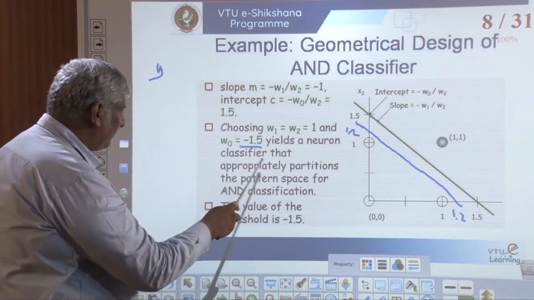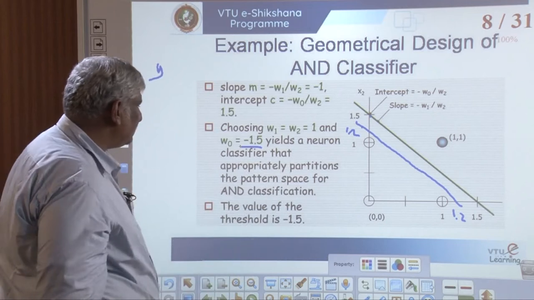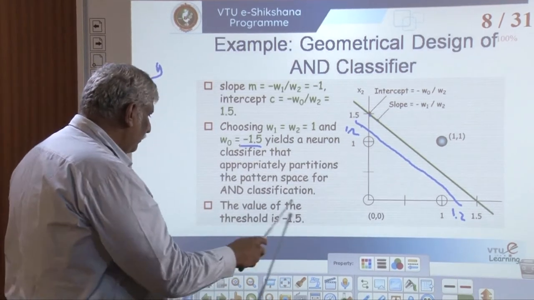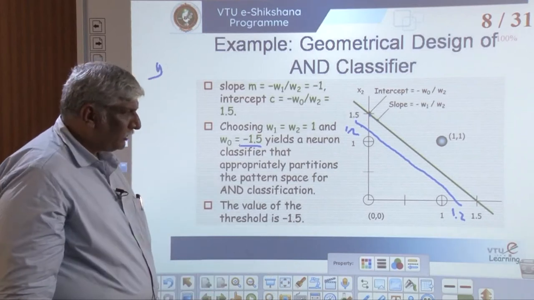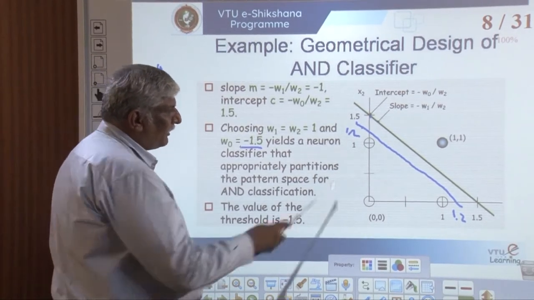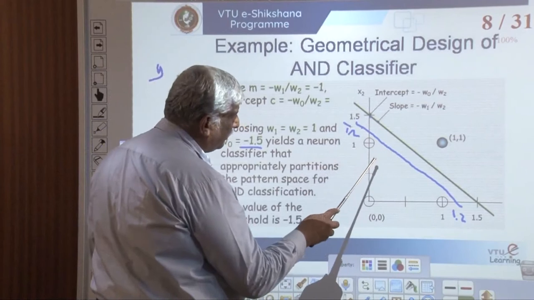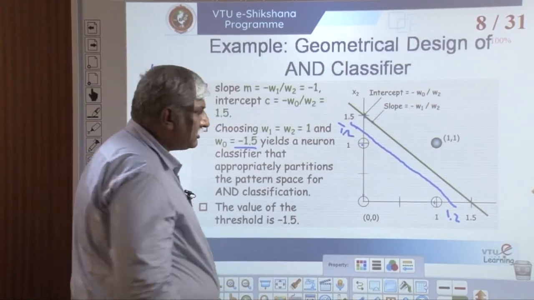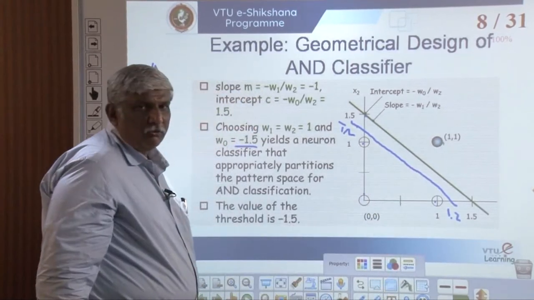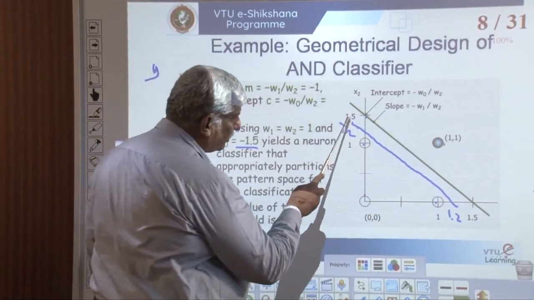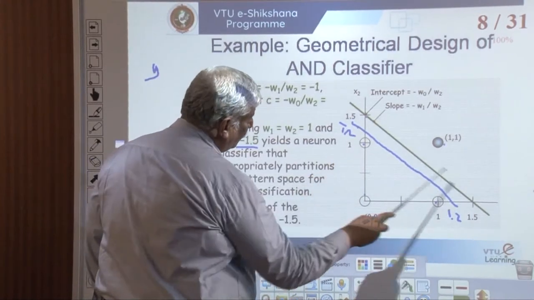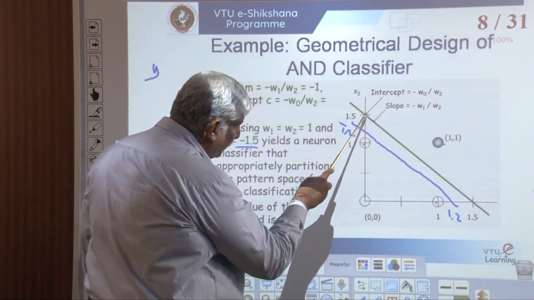A neuron classifier that appropriately partitions the pattern space for the AND classification. So the value of this threshold is going to be minus 1.5. So I should be able to find a value so that I can distinguish these 3 points, which are going to give the 0 outputs, from this point which is going to give 1 output, right. So I should be able to draw a straight line between these 2, and it need not be between 1.5 and 1.5, any value in between, right.